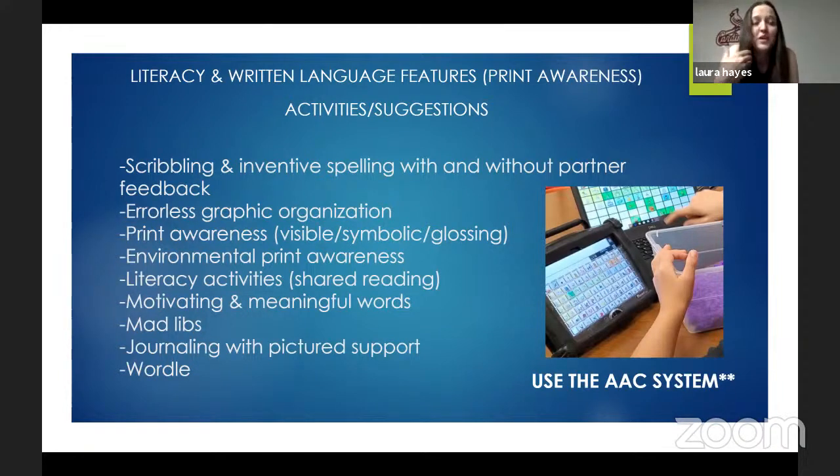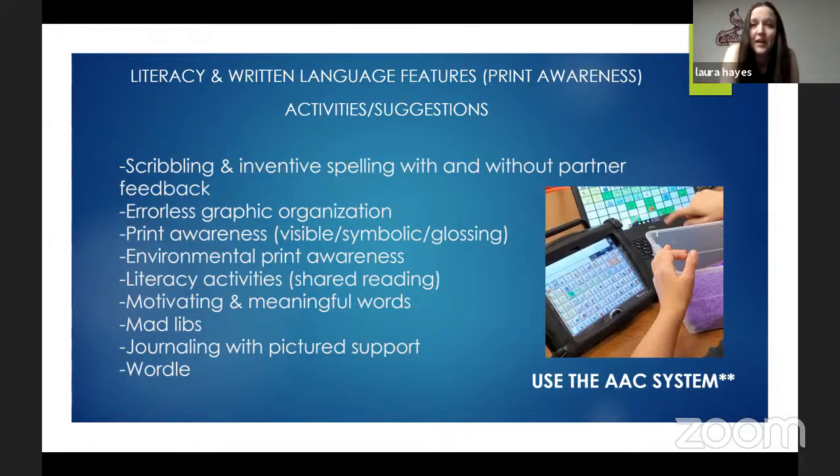What can we do? We can allow them to have scribbling time. We can allow them to have that time to have inventive spelling, write in WESM, see what it gets them, make the funny words, and give that partner feedback of, okay, this is what you said. I love this. This is great. This can start your name. This can be an animal. Giving them that ability, making it errorless, but giving them the feedback.